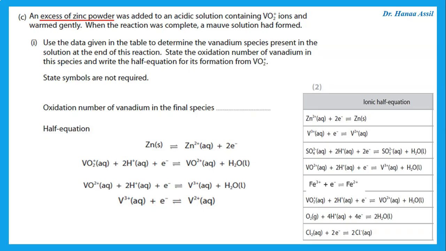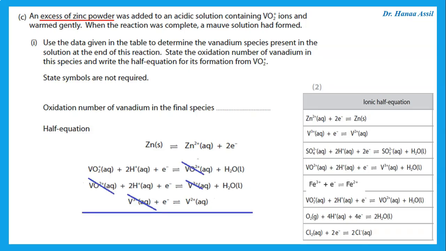Now he's saying state the oxidation number of vanadium in the final species. Of course, we have V2+, and we want the overall half equation. We said if we have any species before and after the arrow, we cancel. So these are the species that we cancel. We add up whatever is left. So this is what we have. Can you see that? And he wants the oxidation number in the final species. Of course, we were able to reduce it to +2. That is the lowest oxidation number for vanadium. Are we okay?